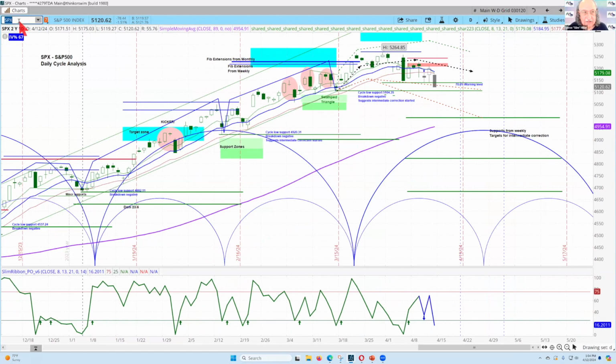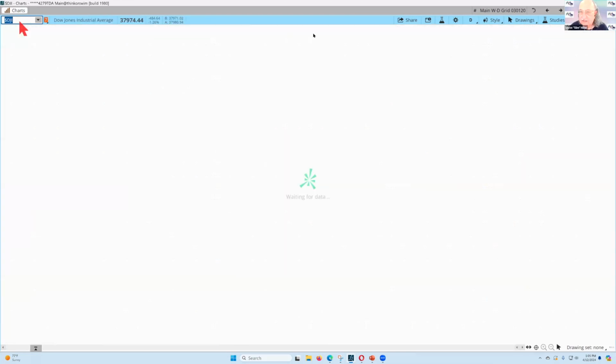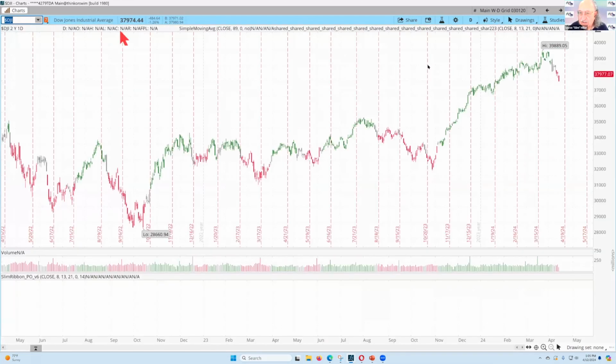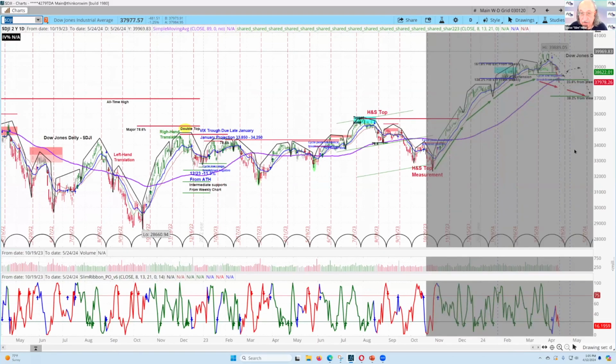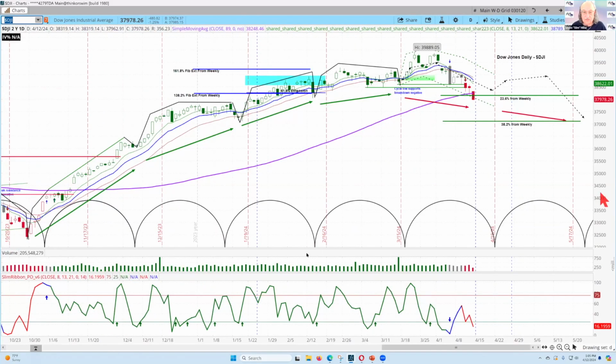I want to look at the Dow, $DJI, on the daily chart. And I want you to see this important analysis right over here. While the market was rallying, each of these cycles was configured in a positive way and translating in a positive way. Take the cycle analysis workshop so you understand.